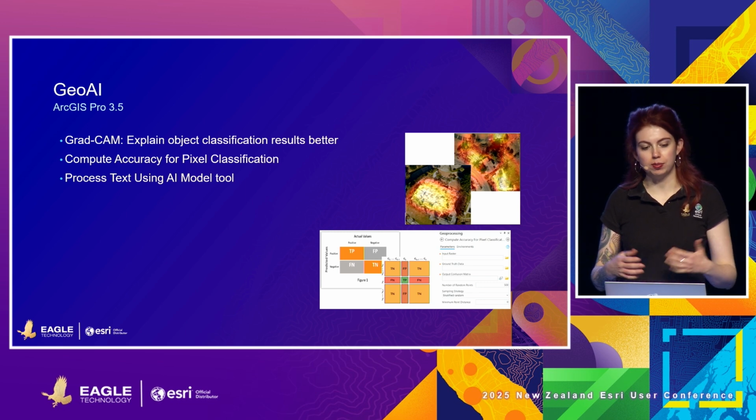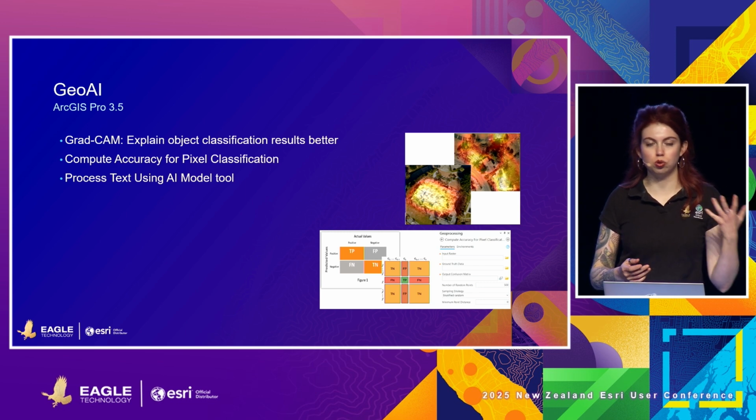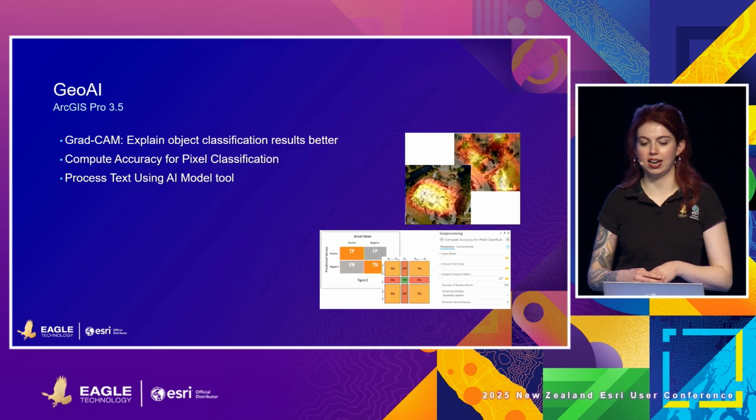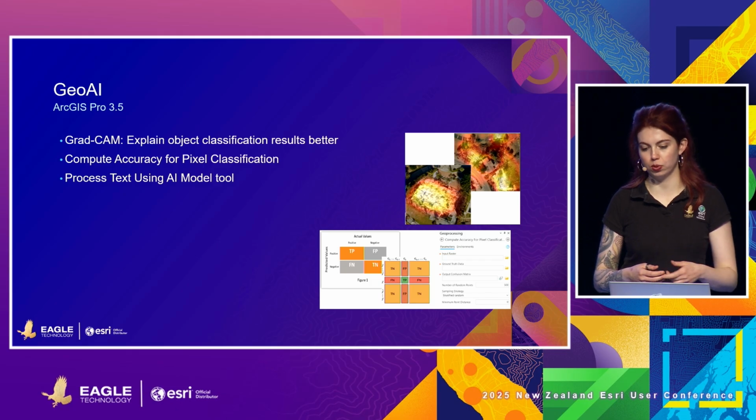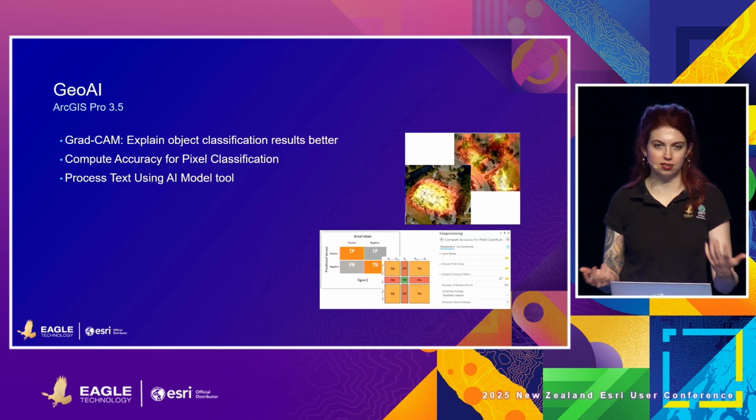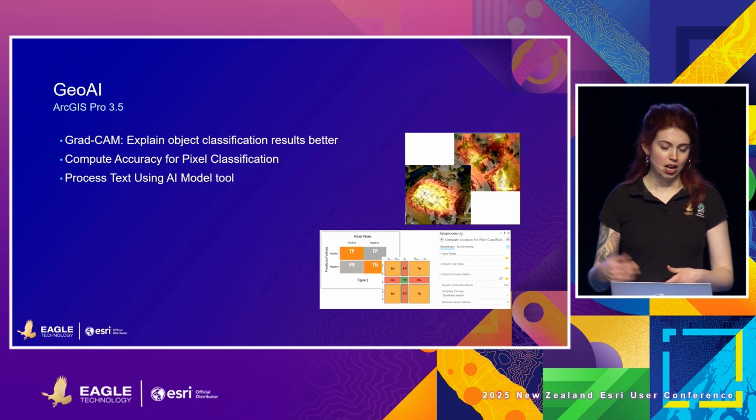We also had a couple of updates when it comes to a new tool to process text using an AI model. It allows you to process text from various sources, like text fields in feature classes or tables, text files in a folder, or to support text transformation, entity recognition, text classification. So this tool can do a lot.